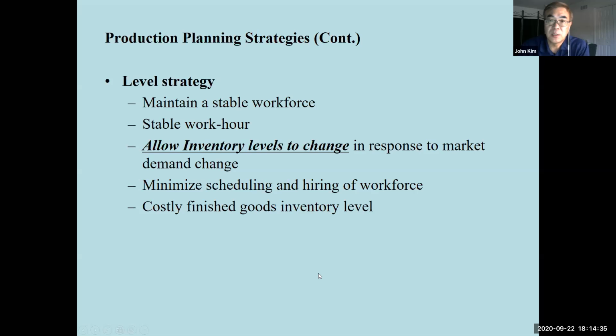The next one is the level strategy. Don't fire, don't hire, and don't work more time or less time. Just use inventory level. When demand increases beyond capacity, then out of stock, like that. And when demand is low, then just inventory builds up, and so on. So the advantage is minimizing scheduling and hiring of workforce, but the problem is inventory level. And sometimes demand is higher than capacity, then there is opportunity cost.